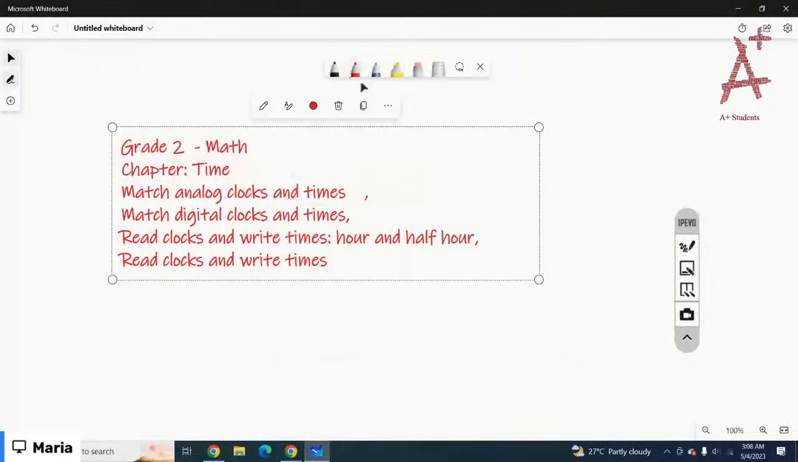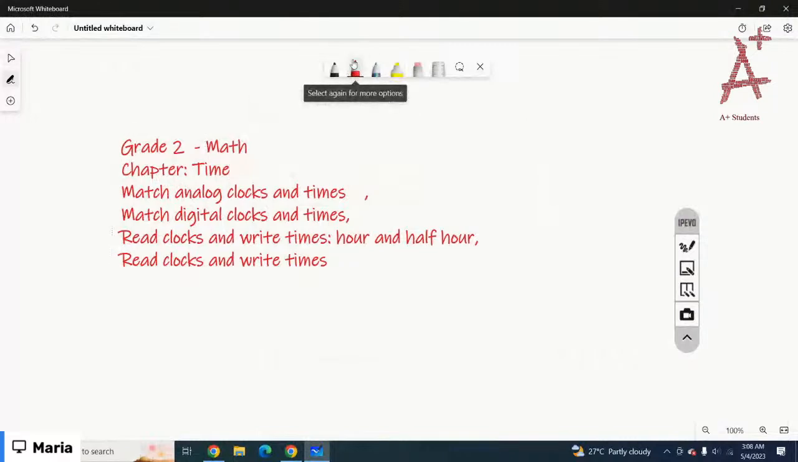There you can find a list of the chapters. We're going to start with the chapter time, and the lessons we're going to cover today are match analog clocks and time, match digital clocks and time, read clocks and write time, hour and half hour, and read clocks and write time. So let's just start with the first lesson.